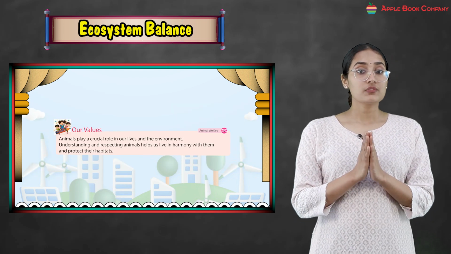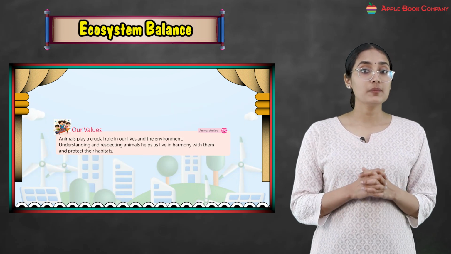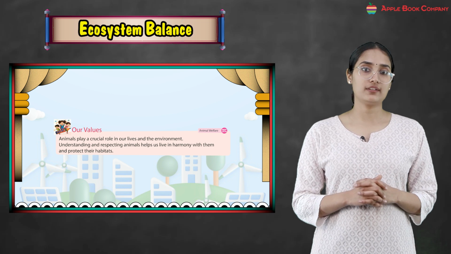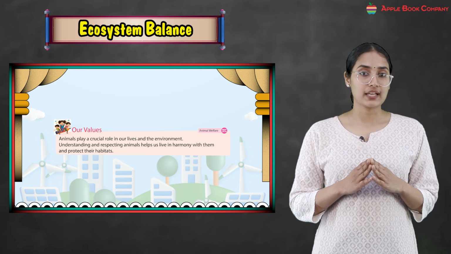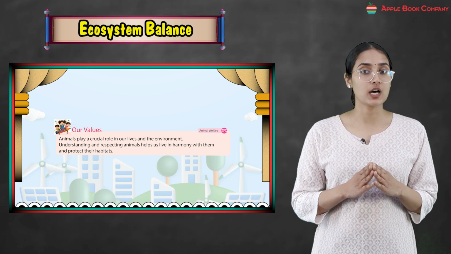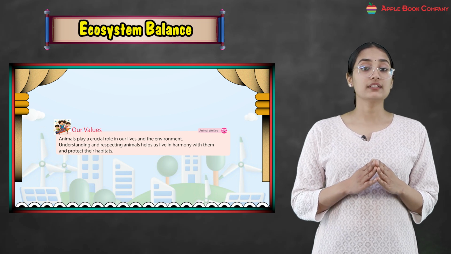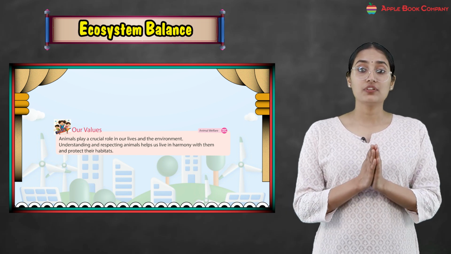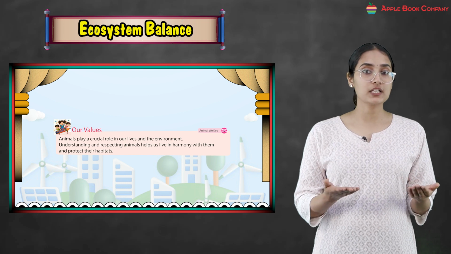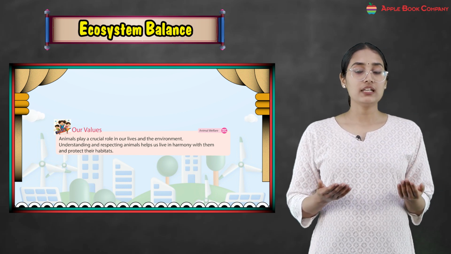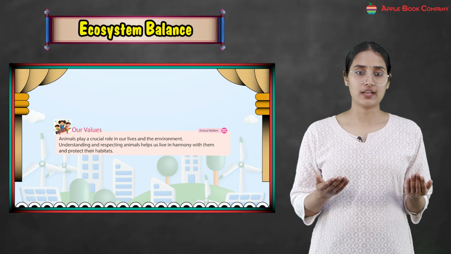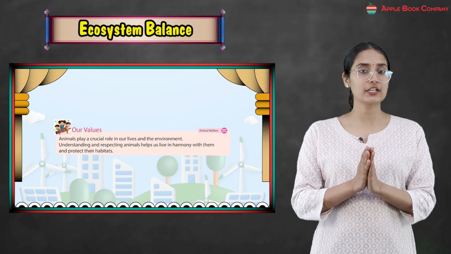So what did we learn in this chapter? That animals play a crucial role in our lives and the environment, right? Understanding and respecting animals helps us live in harmony with them and protect their habitat. So if we learn to respect the animals, right, to respect the environment, we can live in harmony with them, right? So I hope this chapter is clear to you now.